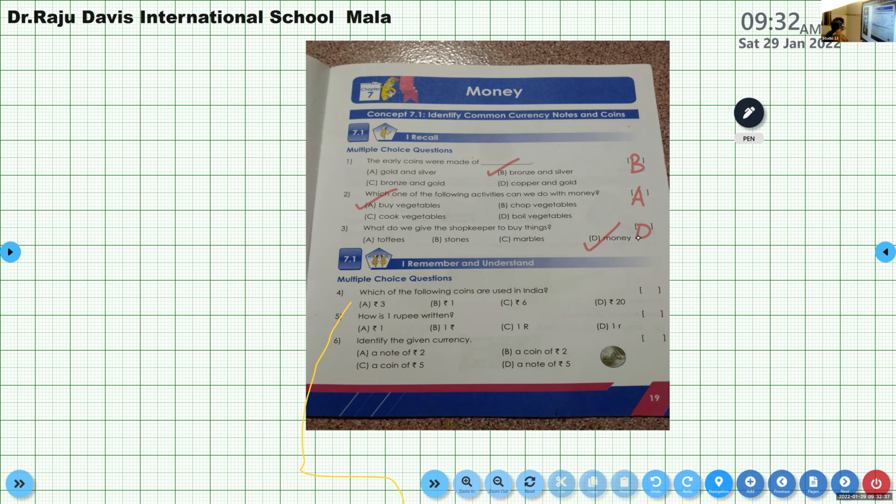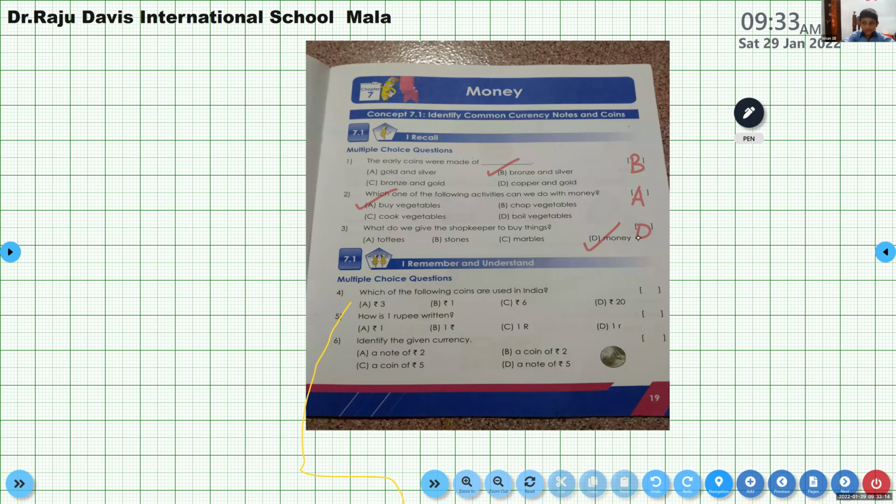Now, number four. Again, we have multiple choice questions. Which of the following coins are used in India? Once again, some coins are given. You have to tell me which coins are used in India. Option A, rupees 3. Option B, rupee 1. Option C, rupees 6. Option D, rupees 20. Out of these four coins, which coins can you see?